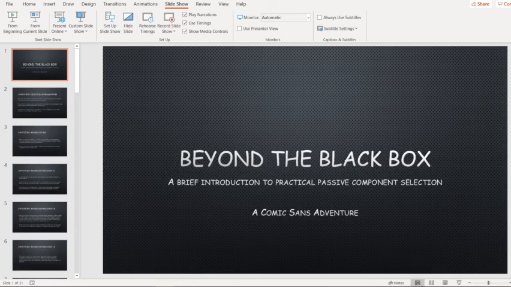My name's Kyle Winborn, and this is Beyond the Black Box. Basically, it's an introduction to selecting passive components for circuits that are not going to screw with things too much. Because when you select a component for, say, a high-frequency application, you have to start taking into account things like the leads on the components themselves.